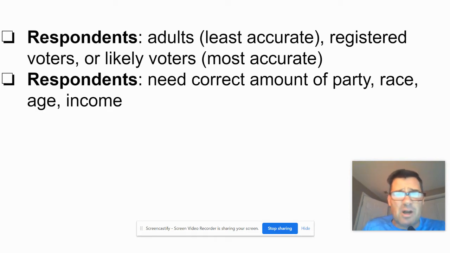All right, respondents also. When you're trying to get respondents to a poll, you need the correct amount of party, race, age, and income. If you have too many Democrats, the poll's going to be skewed. If you have too many Republicans, it's skewed. If it's all white people, that's skewed. If it was heavily black in an area that isn't as heavily black, that would make it skewed. Any race or income level will skew the poll, so you have to scientifically make sure you get the right amounts of people to sample.